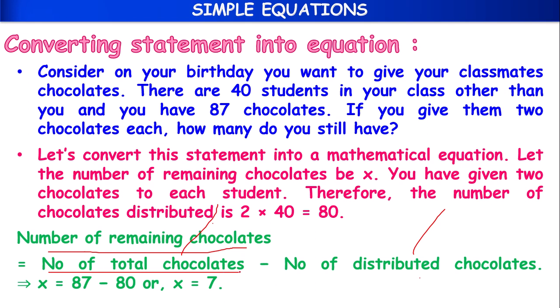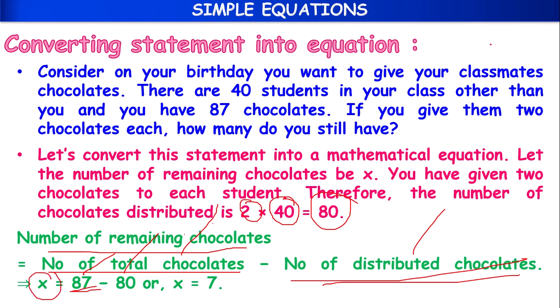The total number of chocolates we have is 87. From 87, we have distributed 2 for each child. Like that for 40 children, 2 into 40, 80 we have distributed. So out of 87, 80 we have distributed. The remaining chocolates we have assumed as x. So we can write the equation as x equal to 87 minus 80, so x equal to 7.